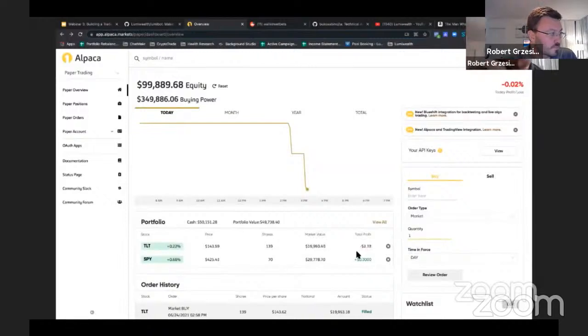Or if the opposite happened, if SPY fell a lot, it will do the flip as well. You could do this much faster. You could do this with many stocks throughout the day. And you can use a lot of other types of technical analysis as well.